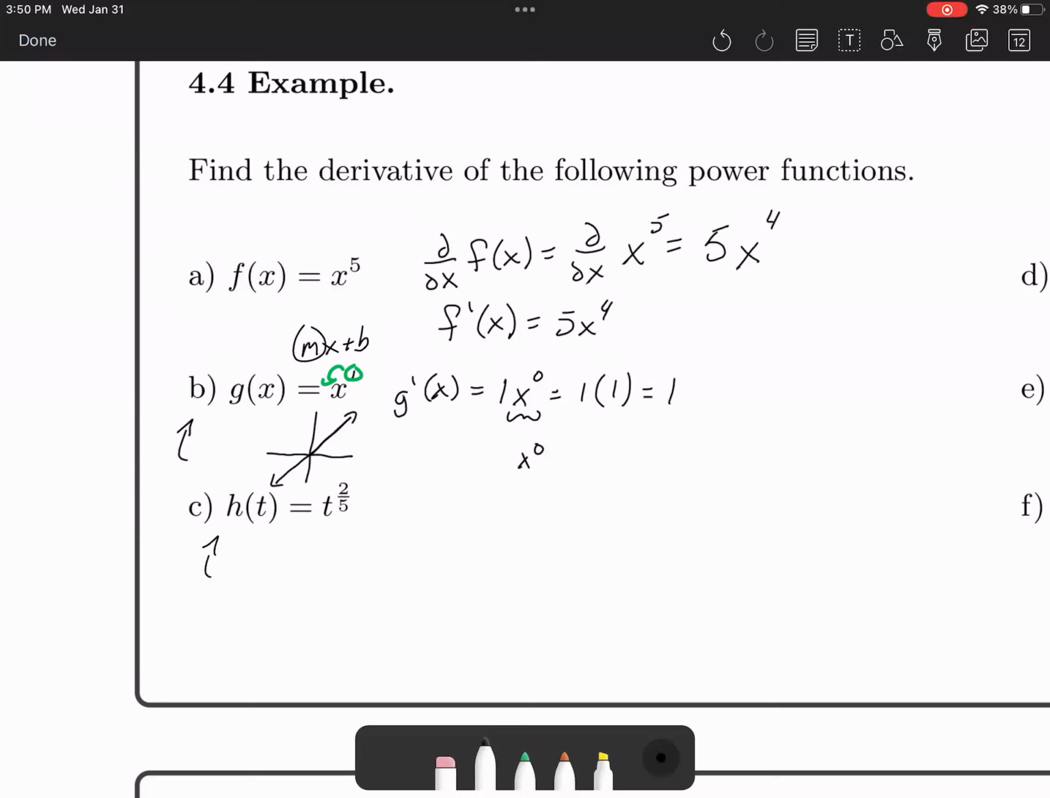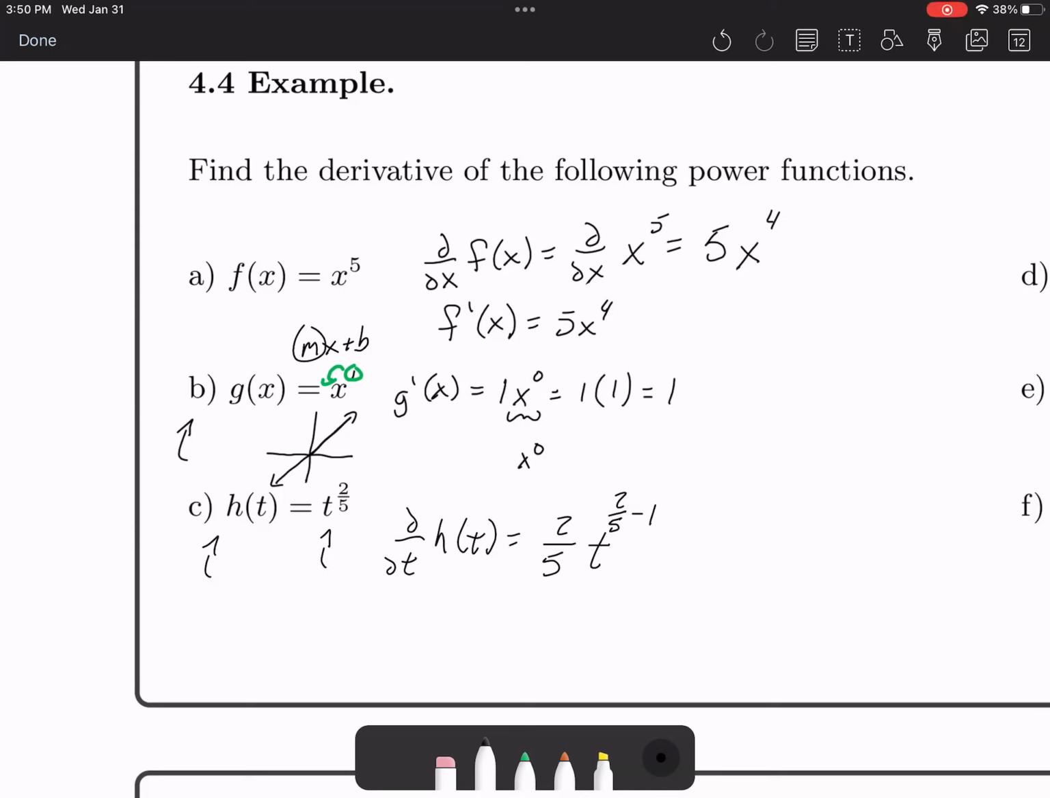All right, h of t. So this is a function of t, but I have t raised to some power. So the power rule applies. If we were to differentiate h of t with respect to t, the 2/5 comes down in front as a multiple. We have our t variable, and now I can't do this in my head, so I'm just going to write this down for now.